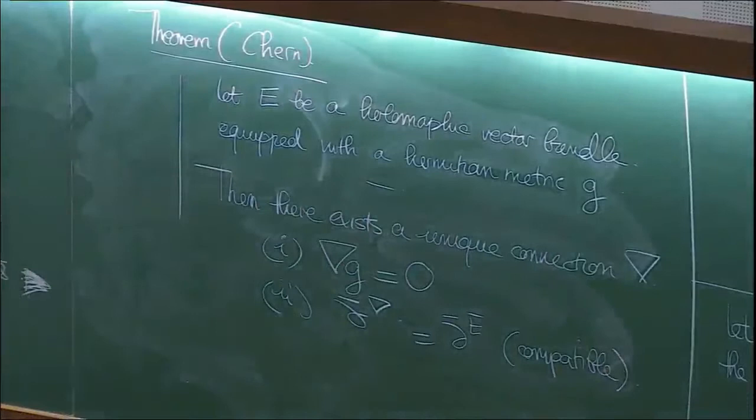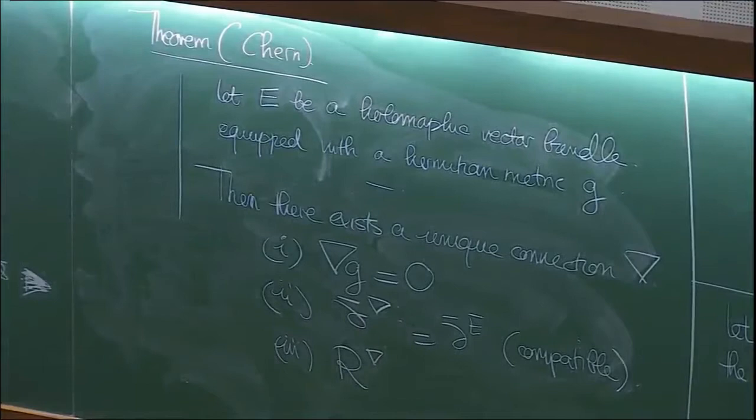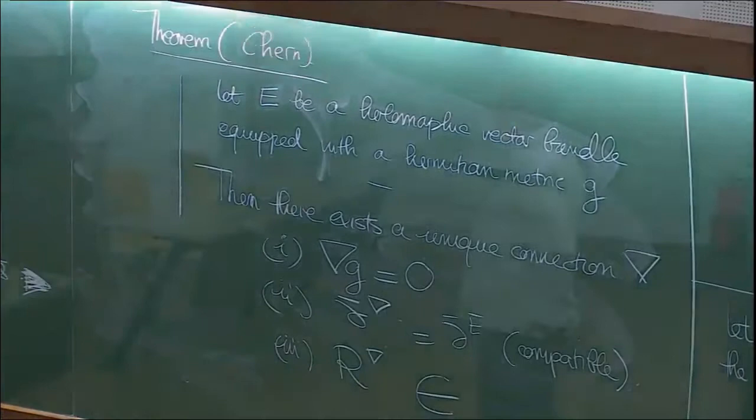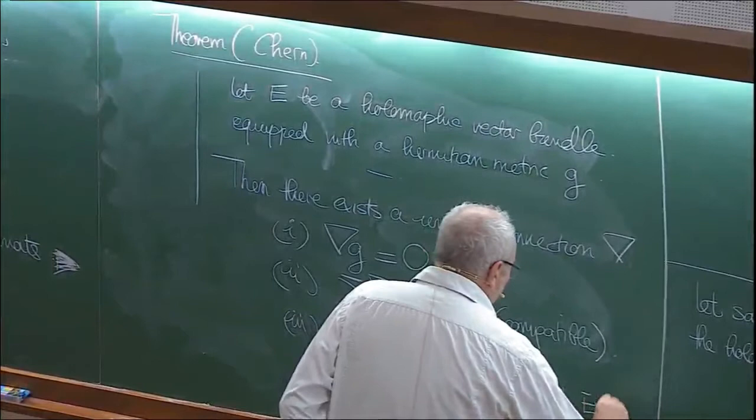And finally, it's something that only makes sense in higher dimension, which is the curvature of nabla. So what does the curvature of nabla do? It takes two vectors on the base, one vector in the fiber, and it produces a vector in the fiber. So it is a two-form with value in endomorphisms, but we want this two-form to be specific, which means to be a form of type 1-1 with value in the endomorphisms of E.